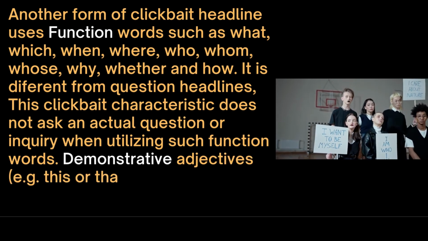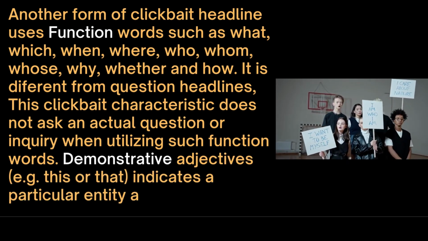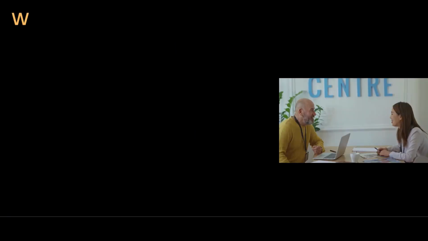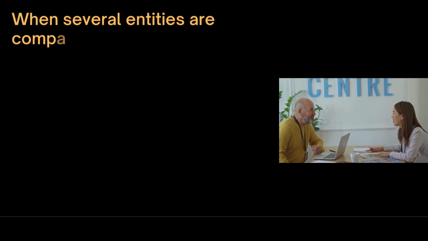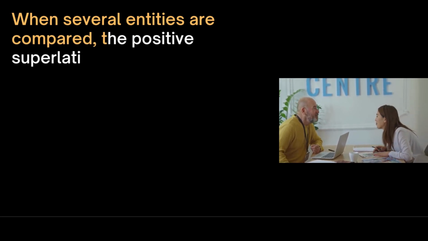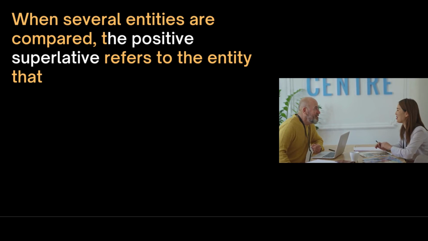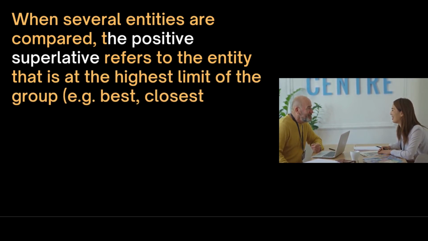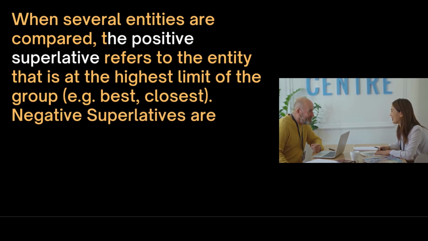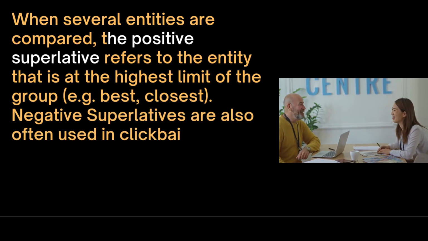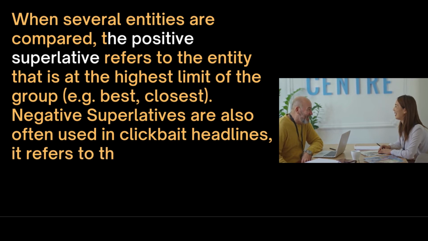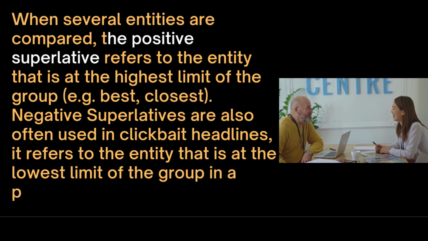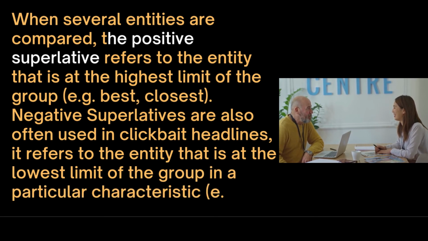Demonstrative adjectives, for example this or that, indicate a particular entity and distinguish it from other entities. When several entities are compared, the positive superlative refers to the entity that is at the highest limit of the group. For example, best or closest. Negative superlatives are also often used in clickbait headlines. It refers to the entity that is at the lowest limit of the group in a particular characteristic. Example, worst or least.